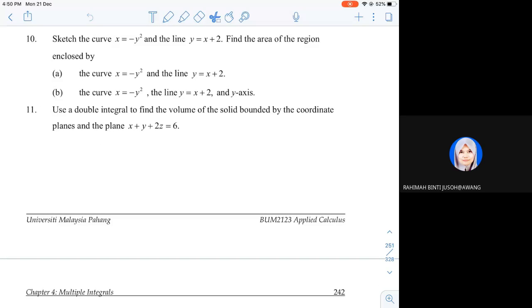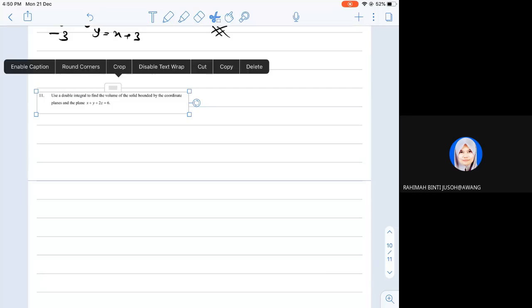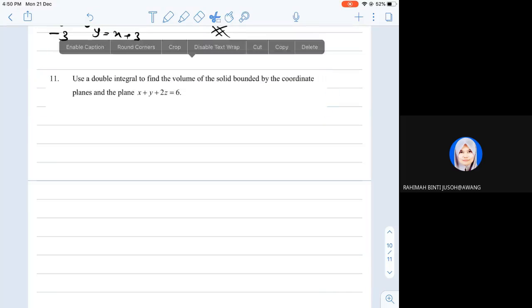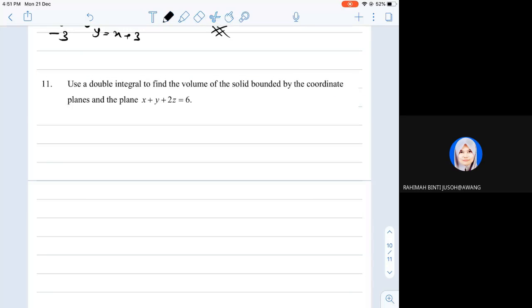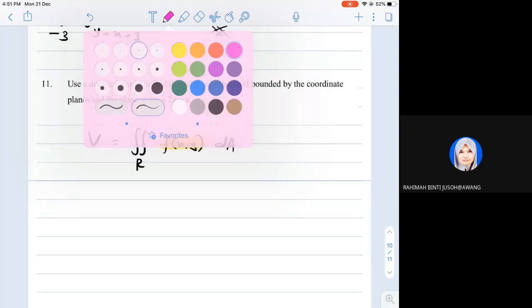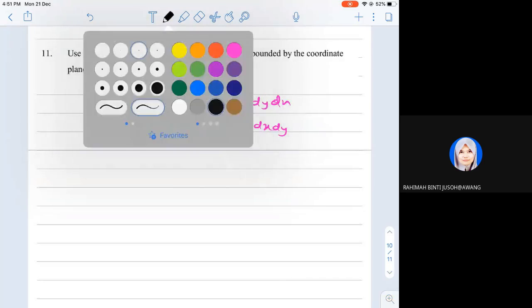Let's take a look at question number 11. Kita tengok volume. Okay. So basically guys, volume equals to double integration towards region R. We have f(x,y) dA. Okay, so of course f(x,y) is actually your z, function z. Okay, this is your z. And dA can be either dy dx or dx dy lah. It's up to you.